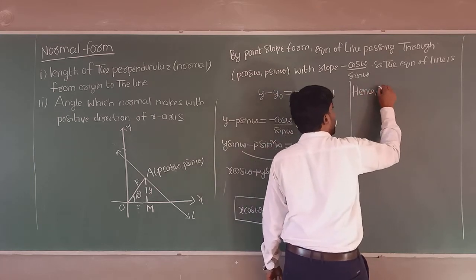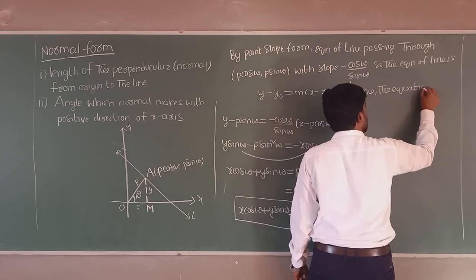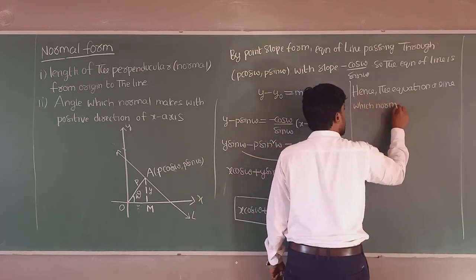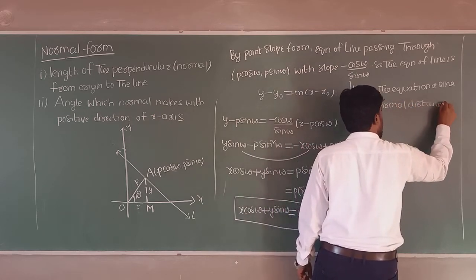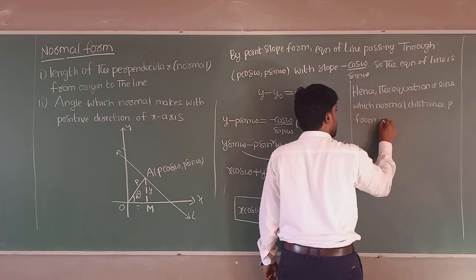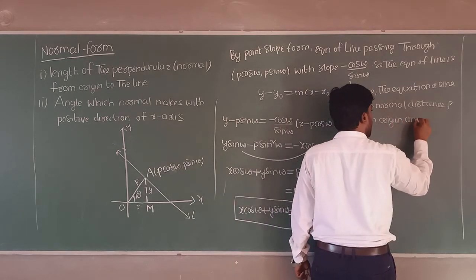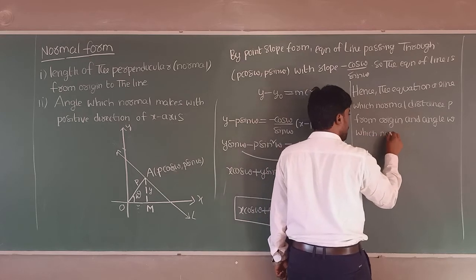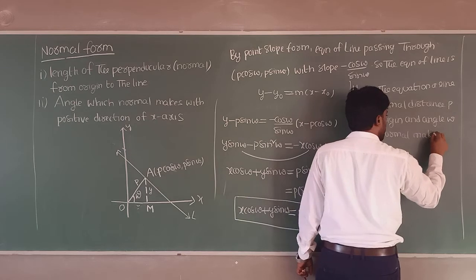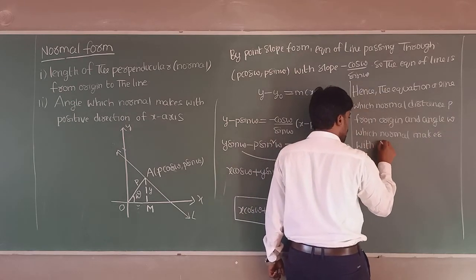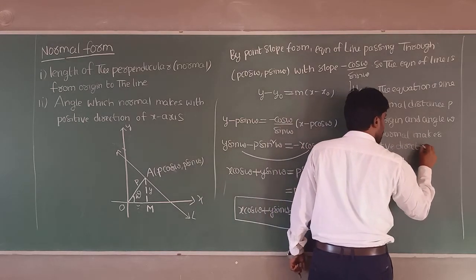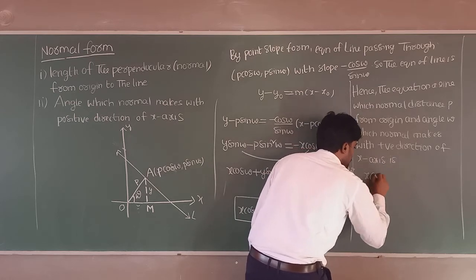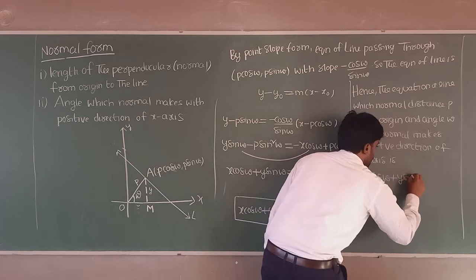Hence, the equation of a line which is at normal distance p from the origin, and an angle omega which the normal makes with the positive direction of x-axis, is x cos omega plus y sin omega, which is equal to p.